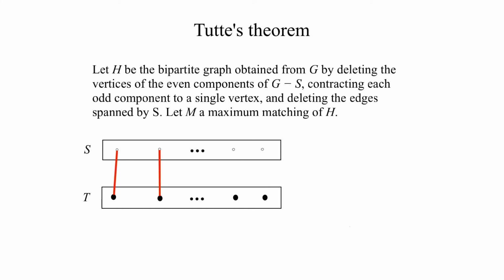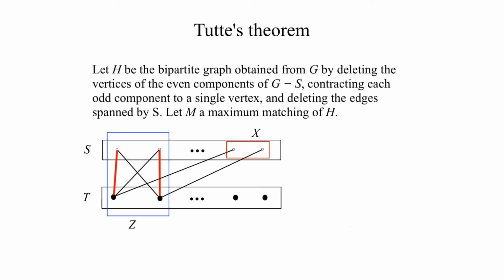Suppose that M does not cover S. Let X be the subset of vertices of S not covered by M. Let Z be the set of vertices of H minus X that can be reached from a vertex of X by an M alternating path. Then every vertex of S intersection Z is joined by an edge of M to a vertex in T intersection Z. Moreover, by the maximality of M, no edge joins a vertex in S intersection Z to a vertex in T minus Z. Let S prime be the set formed by S minus S intersection Z.